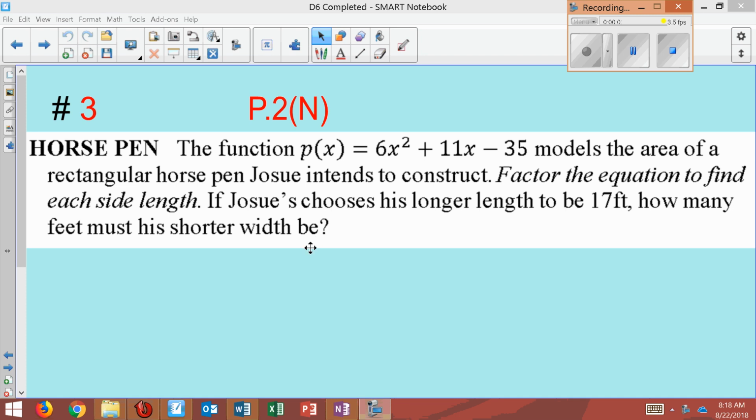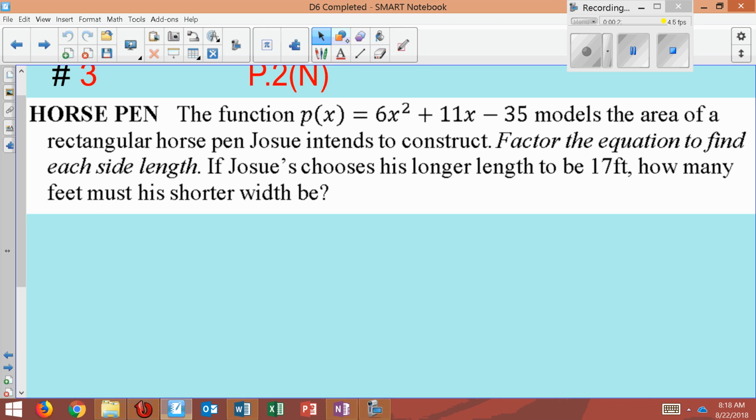Number 3, the function p of x equals 6x squared plus 11x minus 35 models the area of a rectangular horse pen Josue intends to construct. Factor the equation to find each side length. If Josue chooses his longer length to be 17 feet, how much does the shorter length be?